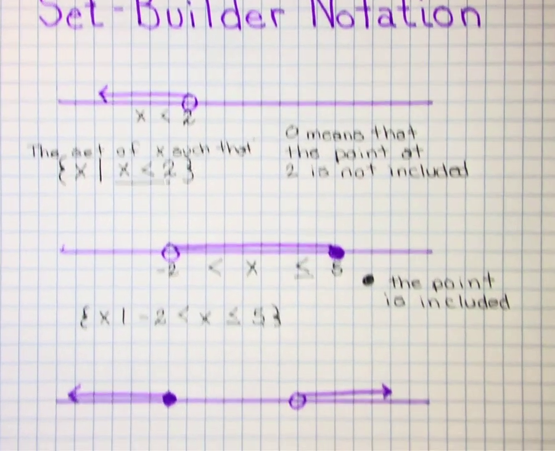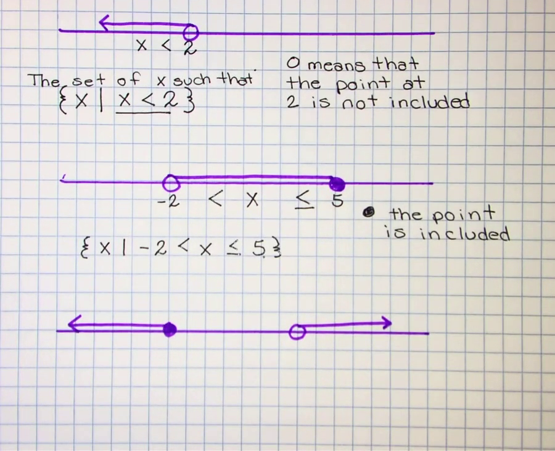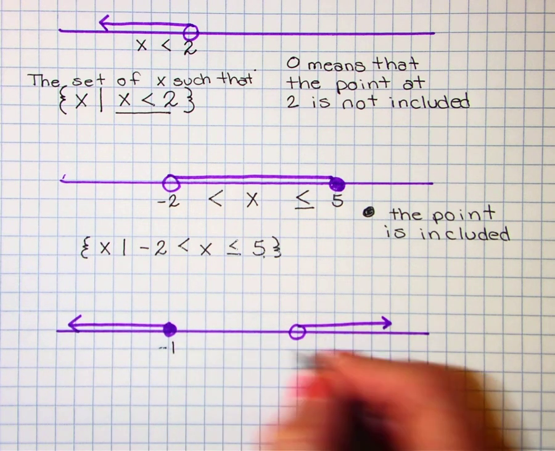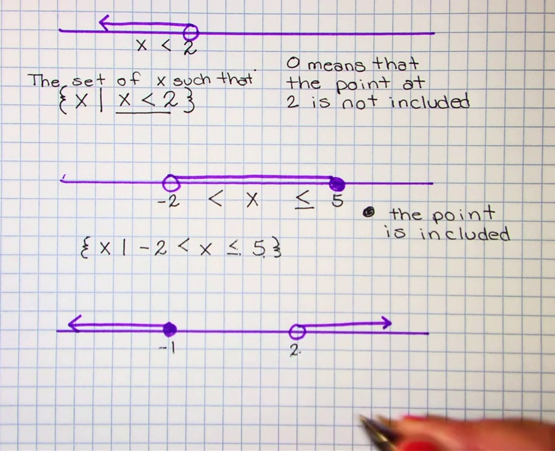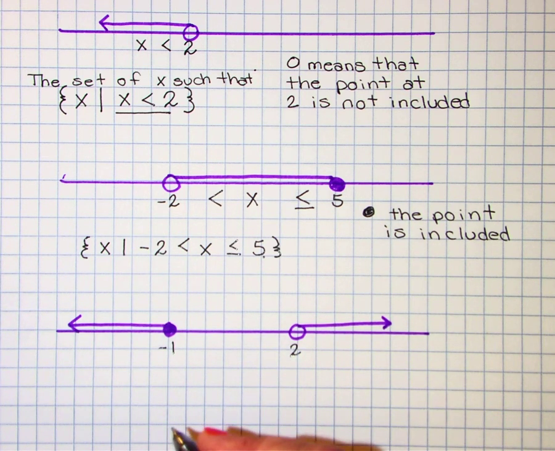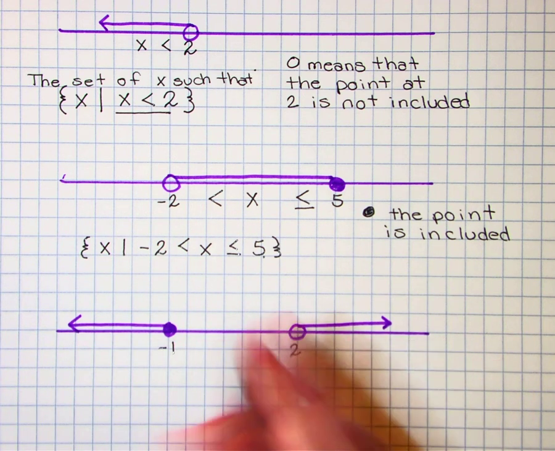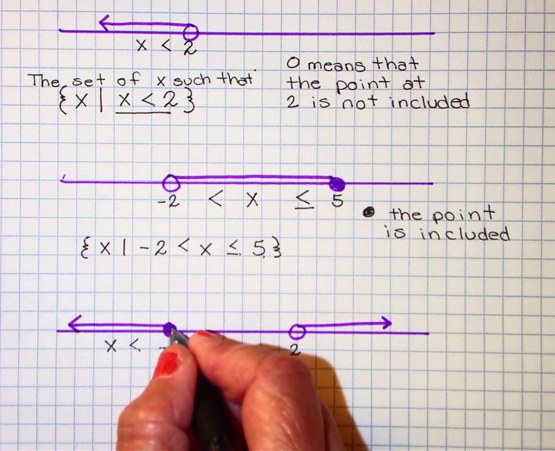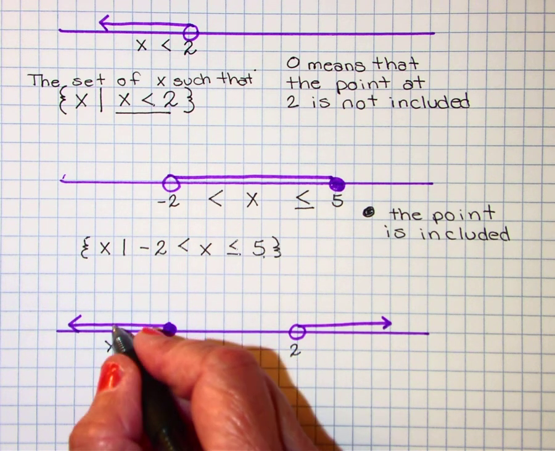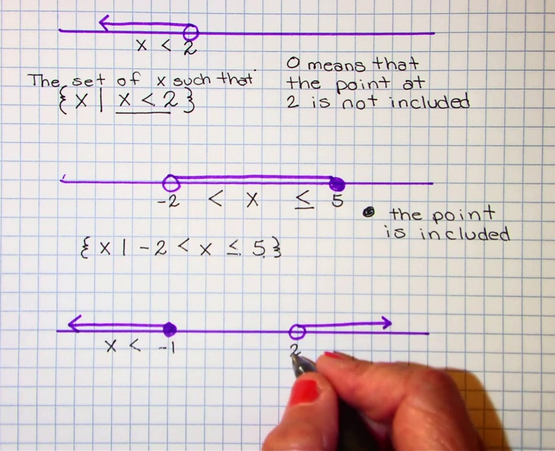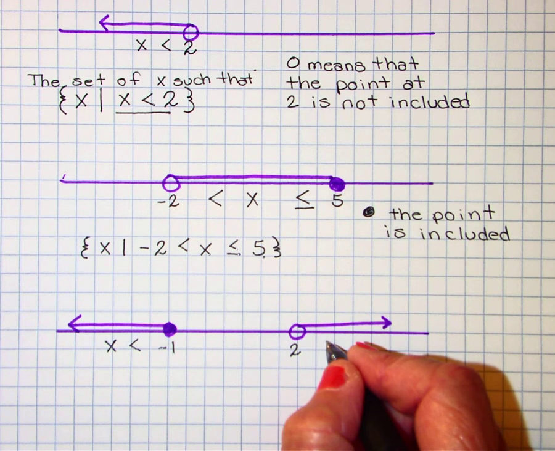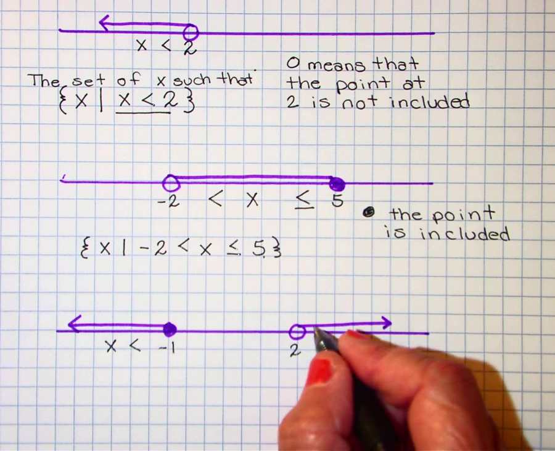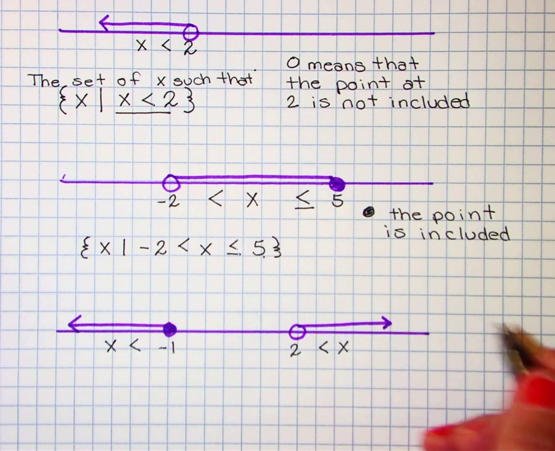The third type of situation that we come into is one where we have more than one piece of a graph. So in this case, let's say this is at -1 and this is at 2. Now we're going to have two rules because we have actually two different pieces. So here I'm going to say X is less than -1, because here's -1, so X could be -2, -3, -4, -5, wherever. Here I'll say 2 is going to be less than X, or X is going to be greater than 2, because X could be 3, 4, 5, 6, and on.